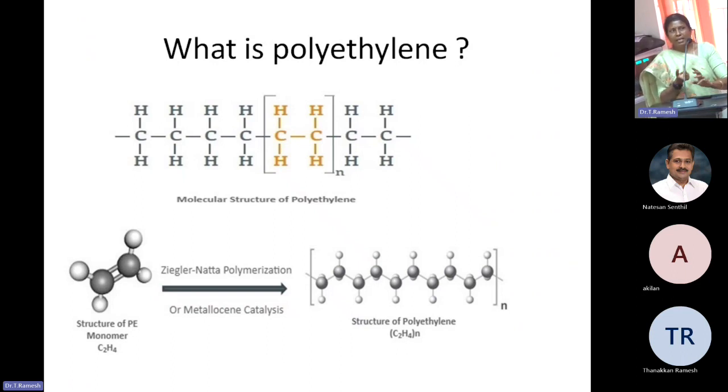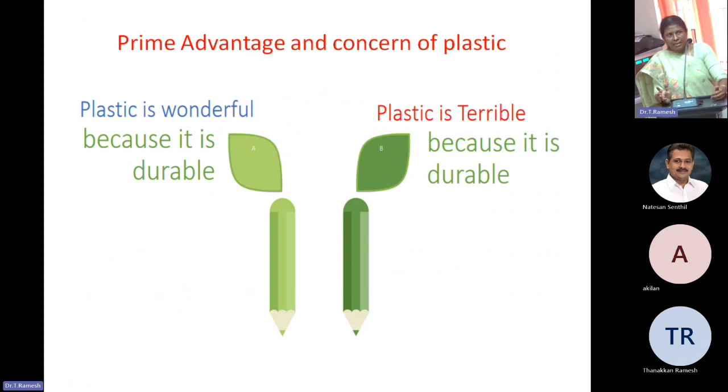That is why degradation is very difficult for this polyethylene. It is highly durable. That is the quality of polyethylene, because of the continuous interlocking of the monomers of polyethylene. So I can tell the advantages and concern of plastic is because of its durability.